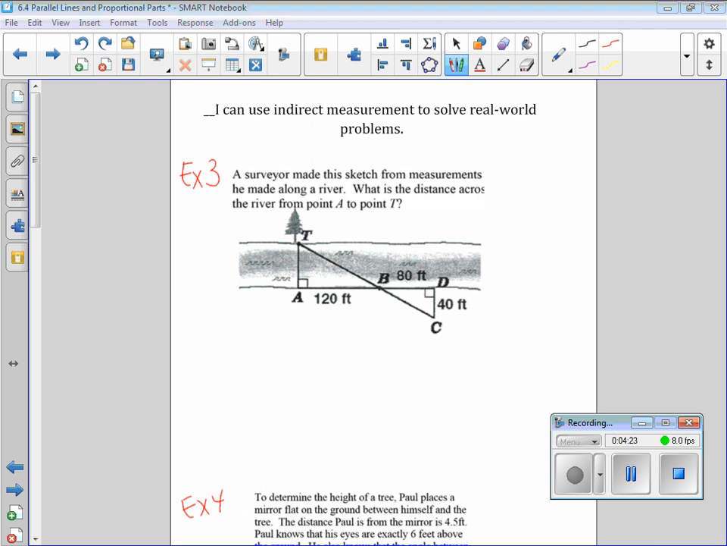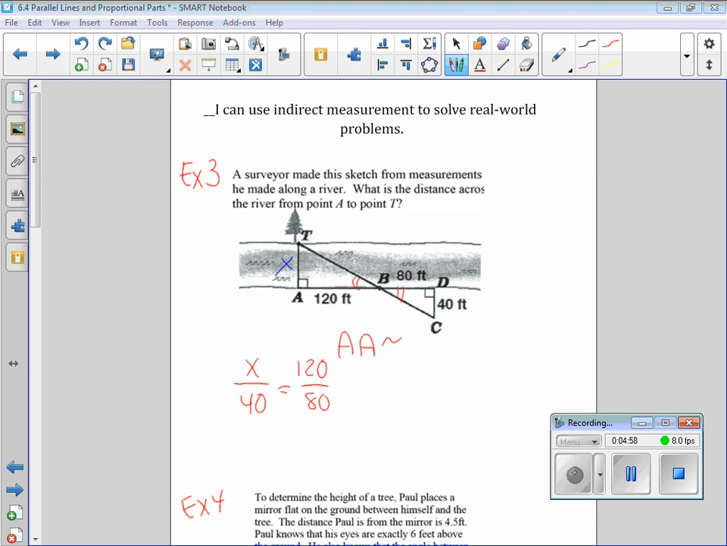So it says the surveyor made this sketch from a measurement he made along a river. What is the distance across the river from point A to T? Okay, so we're looking for this distance over here. So go ahead and put me on pause and see if you can think of a way of writing a proportion. I would also ask you, if you're going to write the proportion, is it fair to first of all develop the idea, are the two triangles similar? So put me on pause, think about how the triangles are similar, then see if you can write proportions for it.